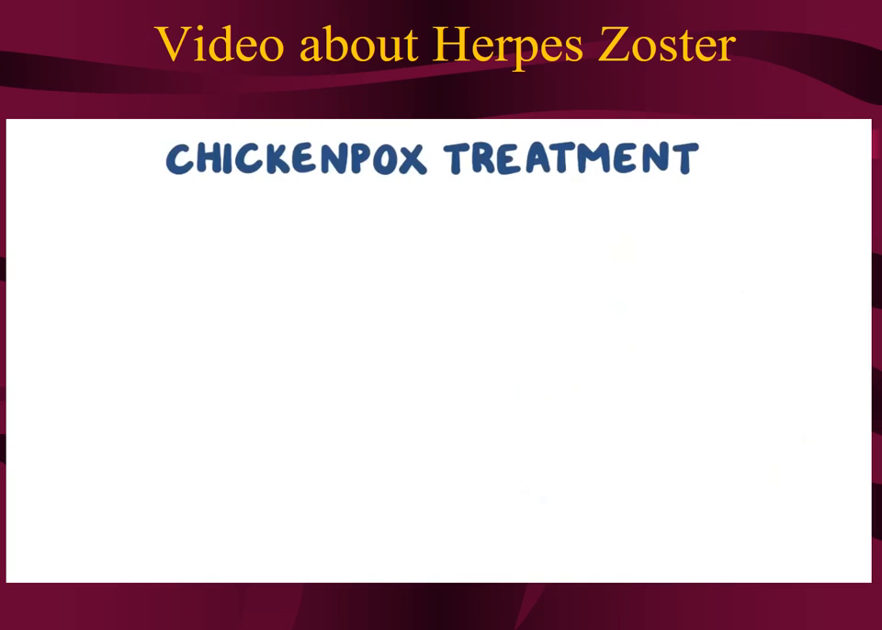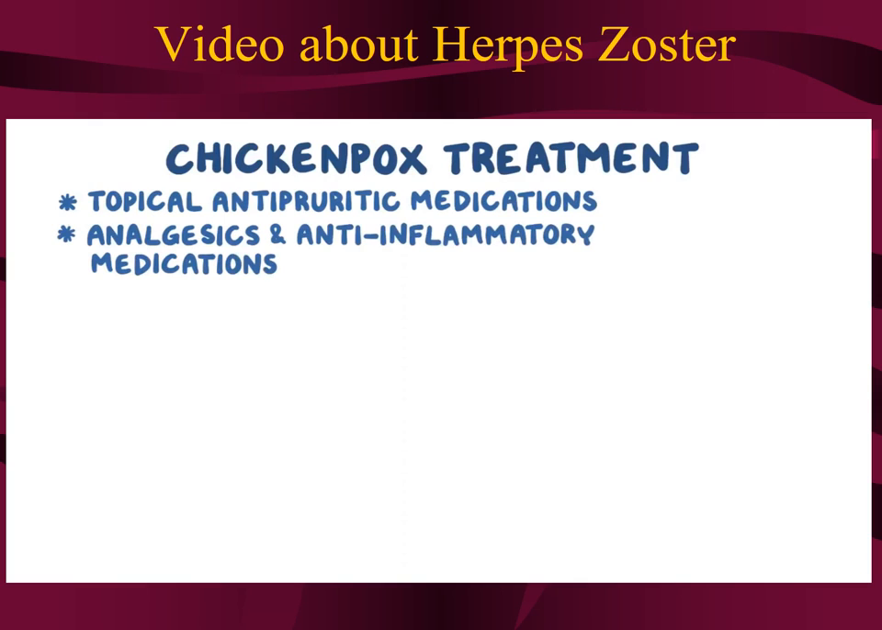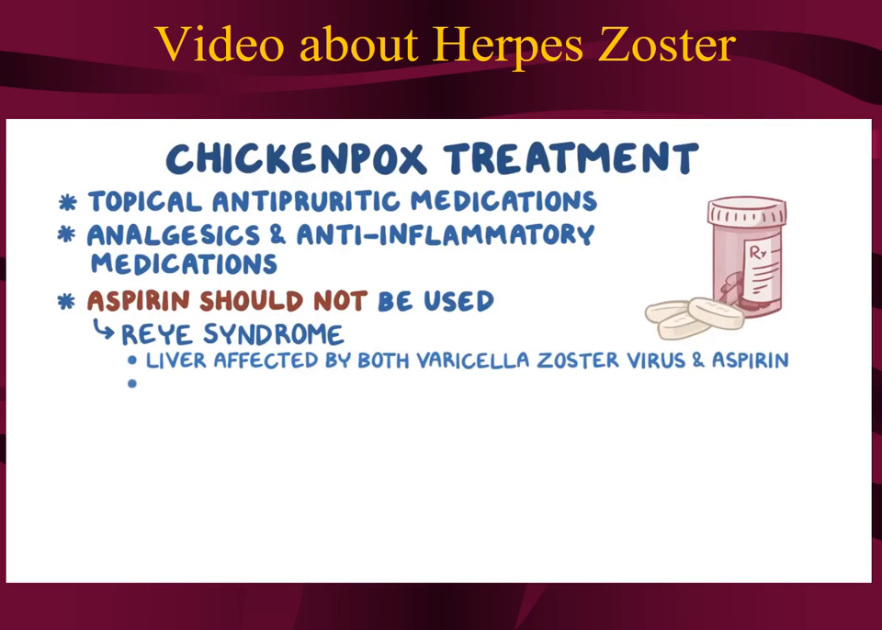Chickenpox treatment mainly includes the use of topical antipruritic medications to help reduce the itching. Also, analgesics and anti-inflammatory medications can help reduce the fever, but aspirin should not be used in someone with chickenpox because it can trigger Reye syndrome. In Reye syndrome, the liver gets affected by both varicella zoster virus and aspirin, and it leads to a buildup of ammonia in the body.